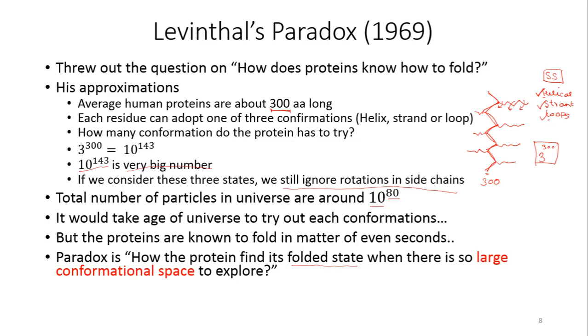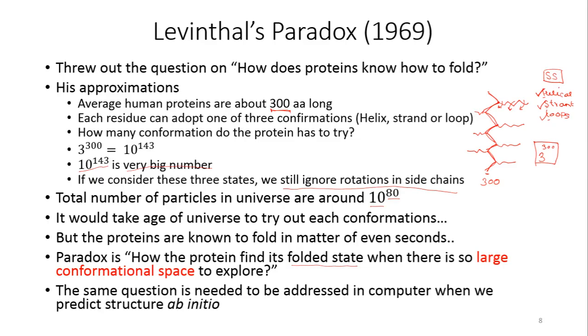So what do we mean by a large conformational space? This large conformational space indicates the possible number of combinations that the protein can acquire. That conformational space is very big. And this is what the paradox states: how the protein finds its folded state when it has such a huge number of combinations to try.